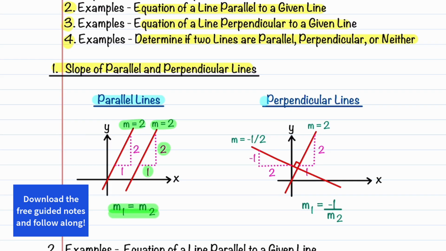Let's now look at two lines that are perpendicular. In this graph, I have one line that has a slope of 2, and then the other line has a slope of -1/2. These two slopes are what we call negative reciprocals of each other. And we notate this by saying that M1 is equal to -1 over M2. When two lines are perpendicular, the rise and run are flipped, and one of them has a negative.